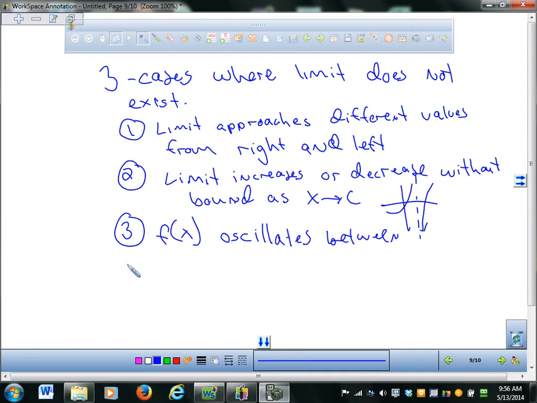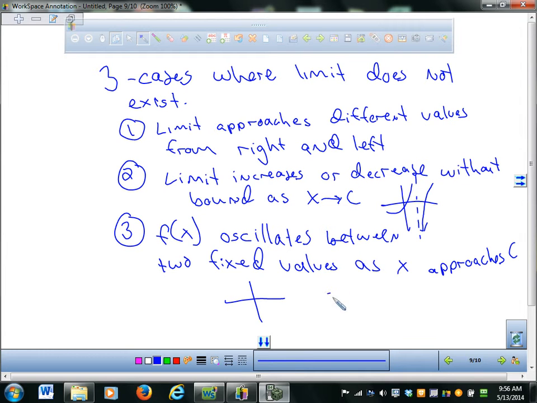f of x oscillates between 2 fixed values as x approaches c. So that's like the sine of 1 over x, or cosine of 1 over x, which does the same kind of thing, because cosine also oscillates between -1 and 1.